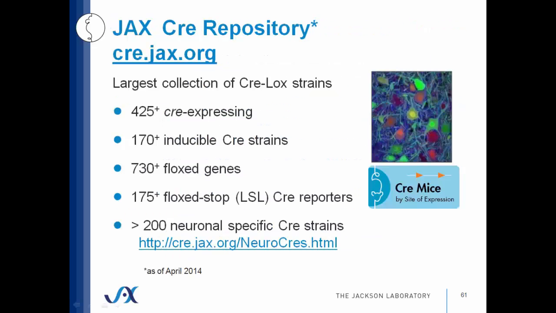The Jackson Laboratory does maintain the world's largest collection of Cre-lox strains. We have currently, as of April 2014, more than 425 strains that express Cre, 170 plus of which are inducible. We have more than 730 strains that carry a loxP-flanked gene. More than 175 of those are with a lox-stop-lox or some sort of Cre reporter. We also have more than 200 neuronal-specific Cre strains, which you can find using that link right at the bottom of the page to search for.